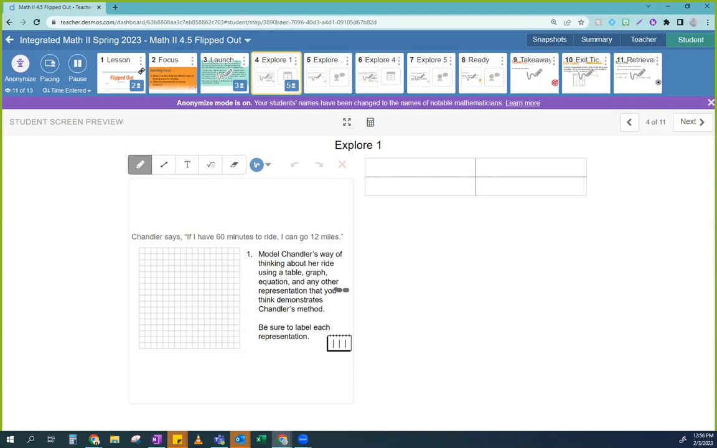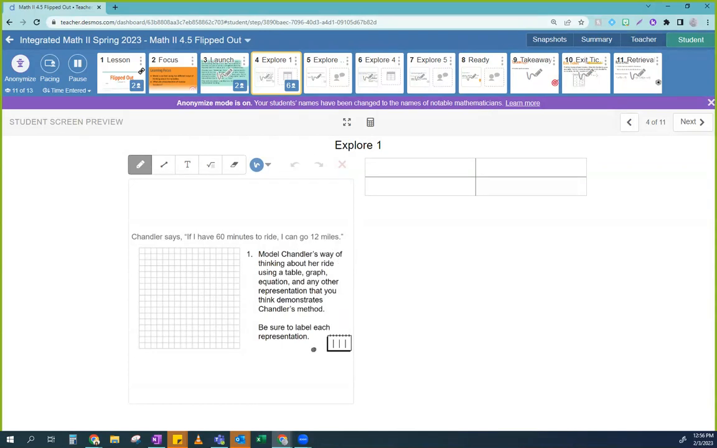So here's what I want you to do. I want you to pause the video really quick. I want you to model Chandler's way of thinking about her ride using a table, graph, equation, and any other representation that you want. Oh, I was thinking Chandler was a boy this whole time. So here's a table for you. Here's a graph, or whatever you want to do. Exactly, from Friends. That's exactly who I was thinking of.